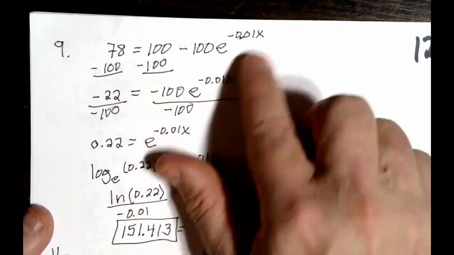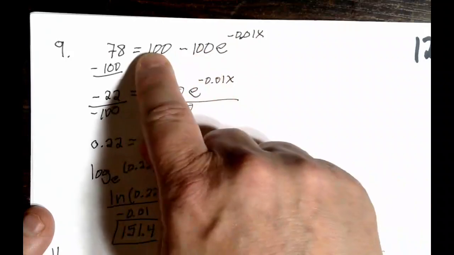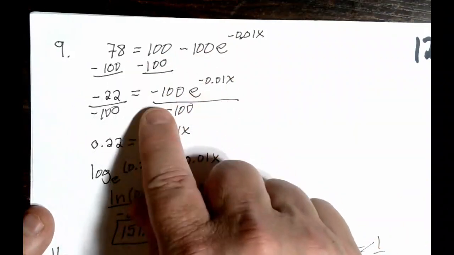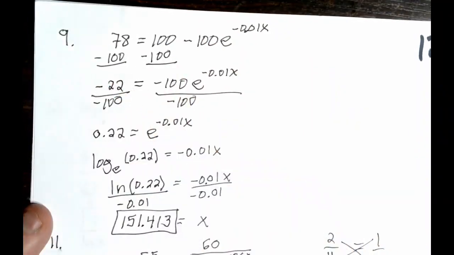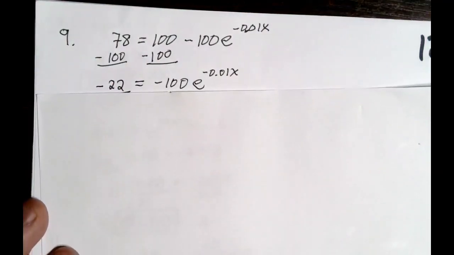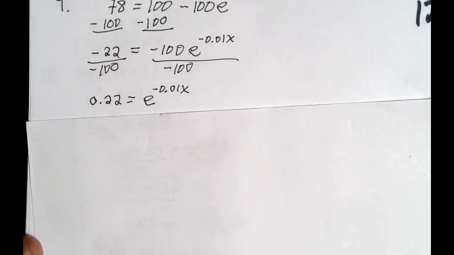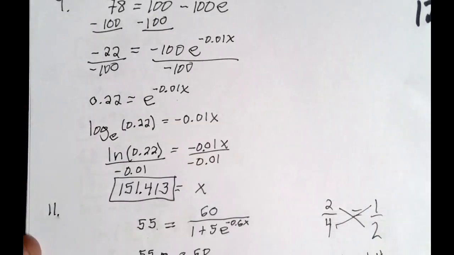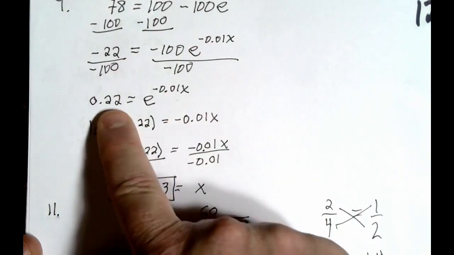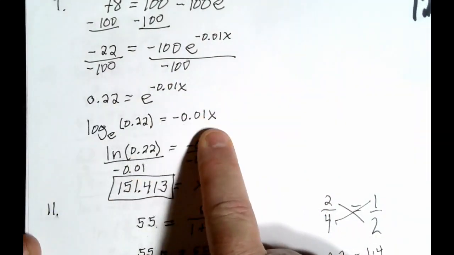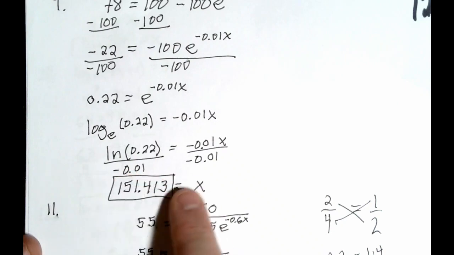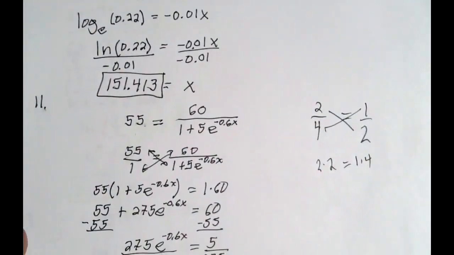Very nice. Number 9. Okay, we want this guy all by itself without the 100 or that 100. So subtract 100 first. Brings that over and gives you a negative 22. Okay, and then divide by a negative 100. And you get 0.22 equals e to the negative 0.01x. Okay, so now that's log base e of this number equals the exponent. Divide by negative 0.01, and that's your answer exactly.